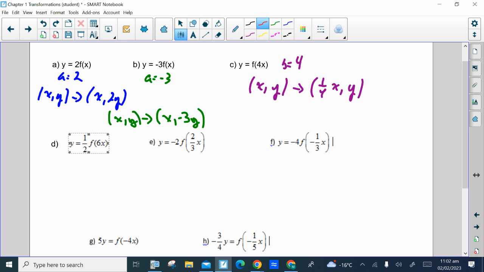Question D has an a value of 1/2 as well as a b value of 6. So the a value of 1/2 means that it's vertically stretched by a factor of a. So all the y values will be multiplied by a, which in this case is 1/2. Because you have a b value of 6, that's a horizontal stretch, but the stretch factor is the reciprocal of b. So all the x values will be multiplied by 1/6, the reciprocal of b.